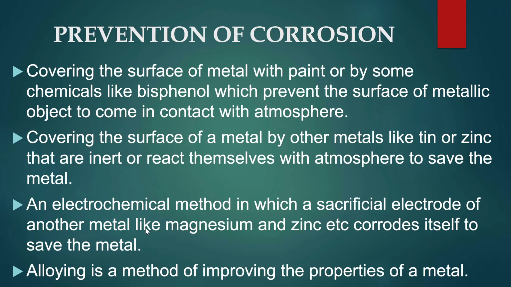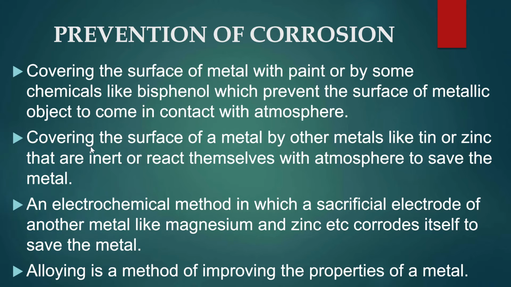How can this corrosion be prevented? There are various ways in which corrosion can be prevented. First one, covering the surface of the metal with paint or by some chemicals like bisphenol, which prevent the surface of the metallic object from coming in contact with the atmosphere. That is, you're painting it.